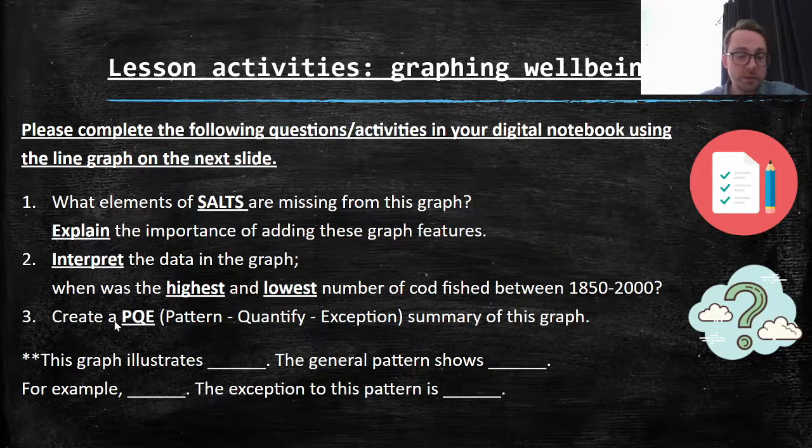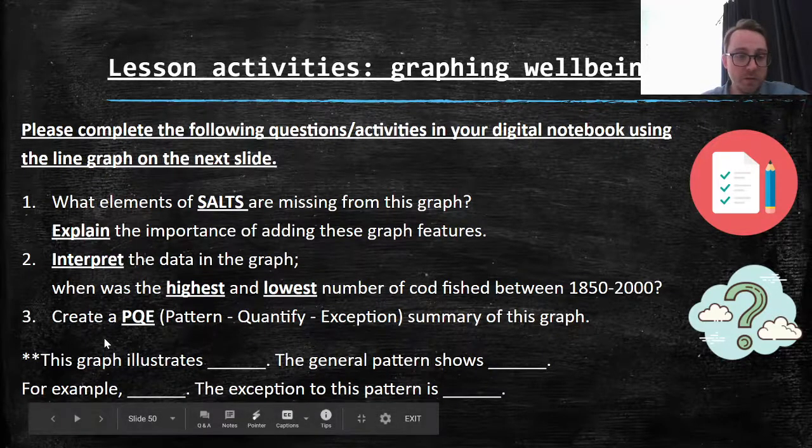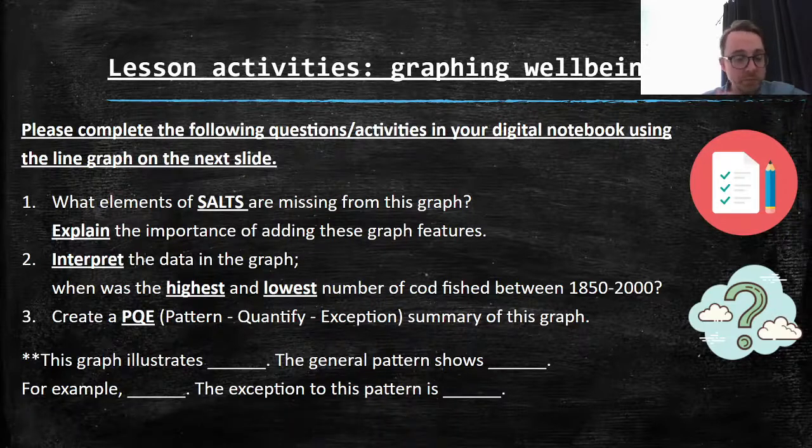I've left you a little template down here that you can use as well. So this graph illustrates blank. The general pattern is blank, for example. That's where you put your quantities, and then the exception to this pattern is blah. So 3 questions there that you're completing for your salts, for your graphing lesson.